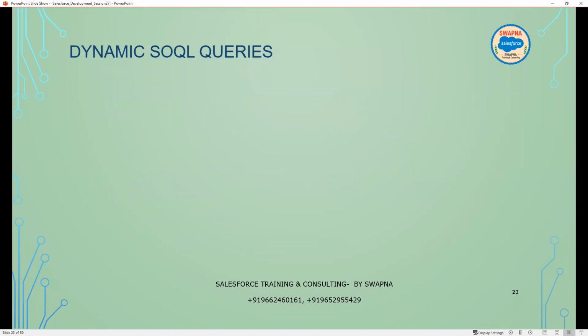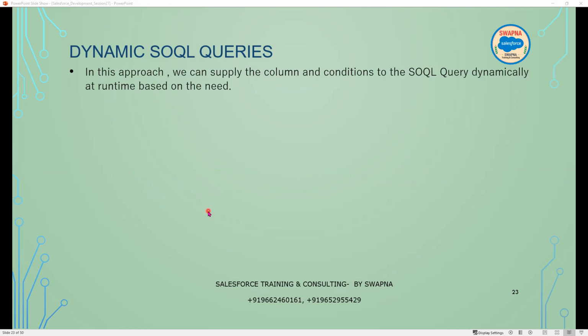Now coming to the dynamic SOQL queries. In this approach, we can supply the column conditions to the SOQL query dynamically. That means I need not statically mention the column name. I can pass the column names as well as the condition during the runtime. During the runtime, I can pass the fields and the conditions, dynamically choosing which fields I wanted to query.